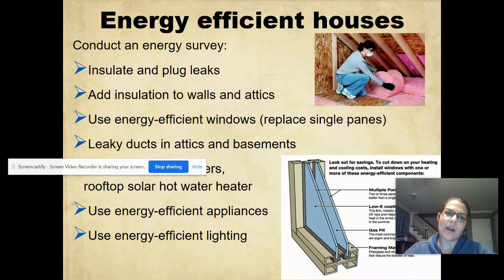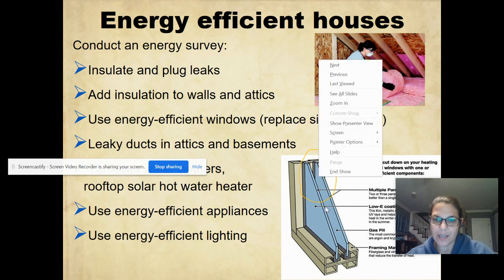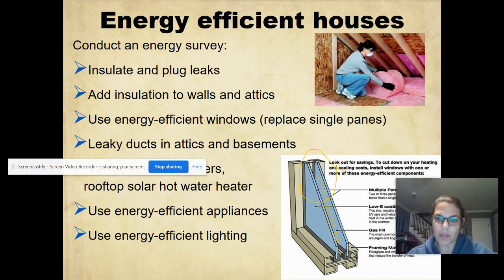So, energy efficient houses. Insulate, plug your leaks, add insulation, use energy efficient windows. Those single pane windows don't do anything. The best insulator is air. So if you look down here, you have 2 panes, and in the middle, what you have is air. Okay, and air is one of the best insulators.